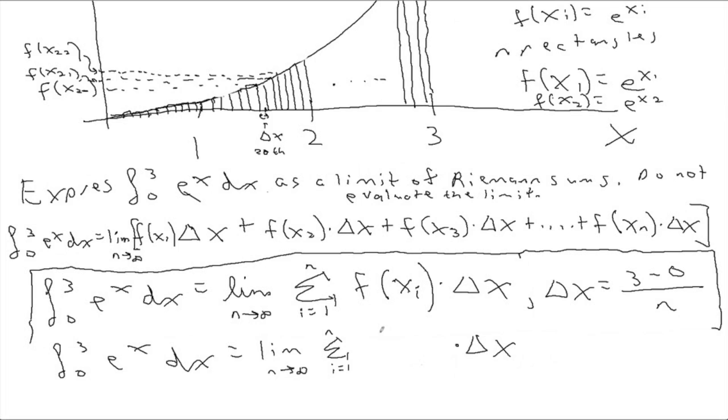So here maybe is what they might actually be going for in this problem. Instead of writing f of xi, how can I be more specific? We can write e to xi. That's right. In this case, maybe that's what they'd want because they actually gave us the function. And then we can still write delta x.